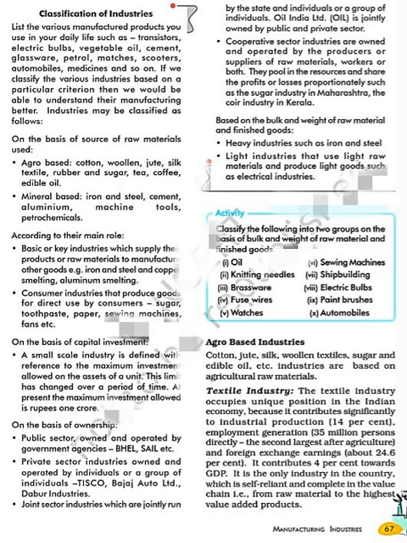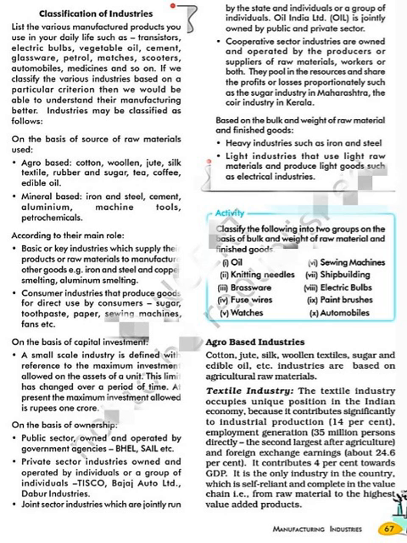Then we have cooperative sector industries, which are owned and operated by producers or suppliers of raw material, workers, or both. In this, the suppliers or producers of raw material pool their resources and share the profit or losses proportionately, such as sugar industry in Maharashtra, coir industry in Kerala, Amul in Gujarat, Verka in Punjab. All these are examples of cooperatives where the suppliers or producers of raw material come together, pool their resources, and share their profit and losses accordingly.